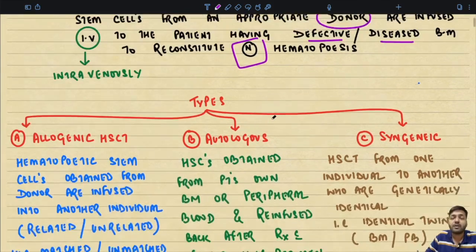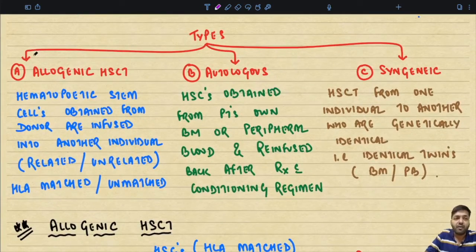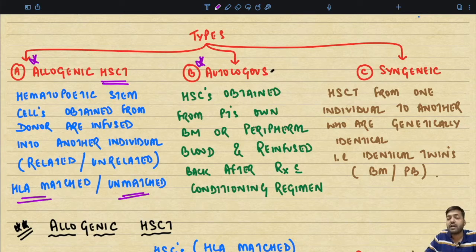There are different types of hematopoietic stem cell transplant. For example, we have allogenic hematopoietic stem cell transplant. It is a variety of stem cell transplant wherein the hematopoietic stem cells obtained from the donor are infused into another individual. The other individual might be a family member, so they might be related or they might be unrelated. For example, the matching between the two individuals: either they are HLA matched or they are HLA unmatched.